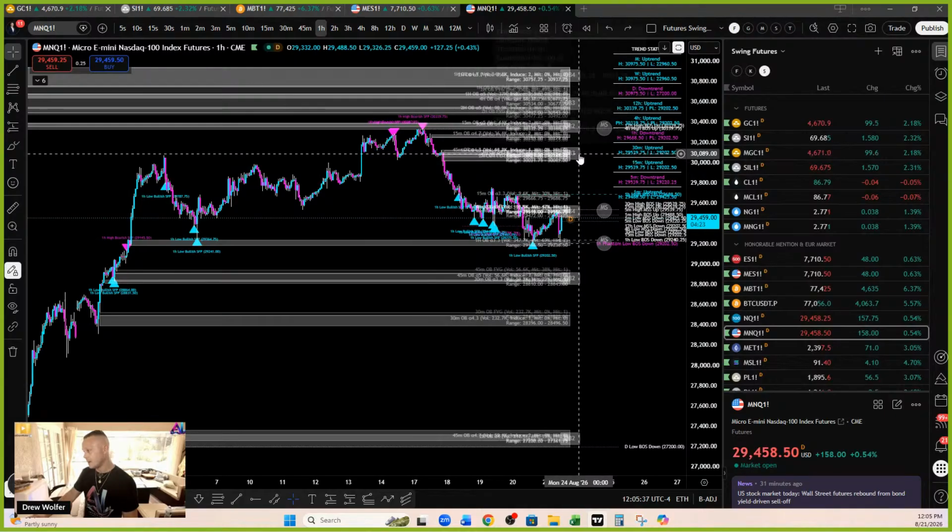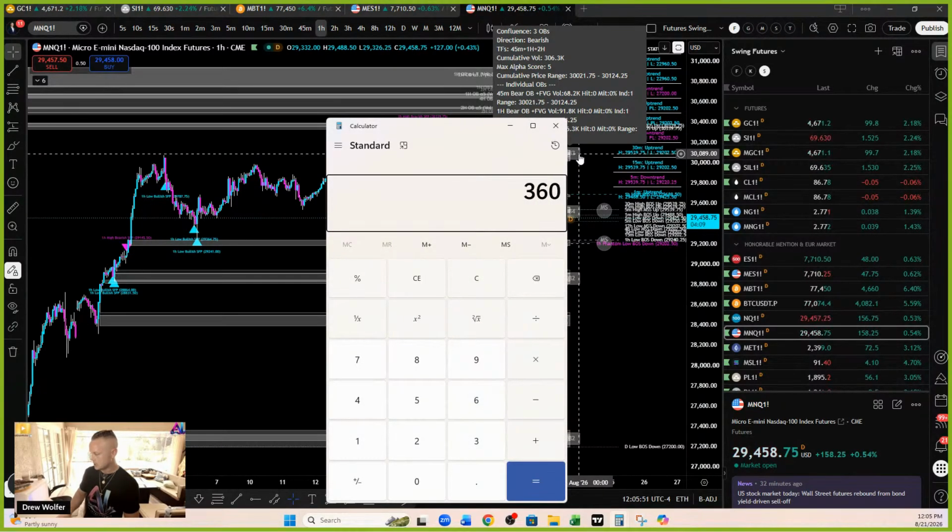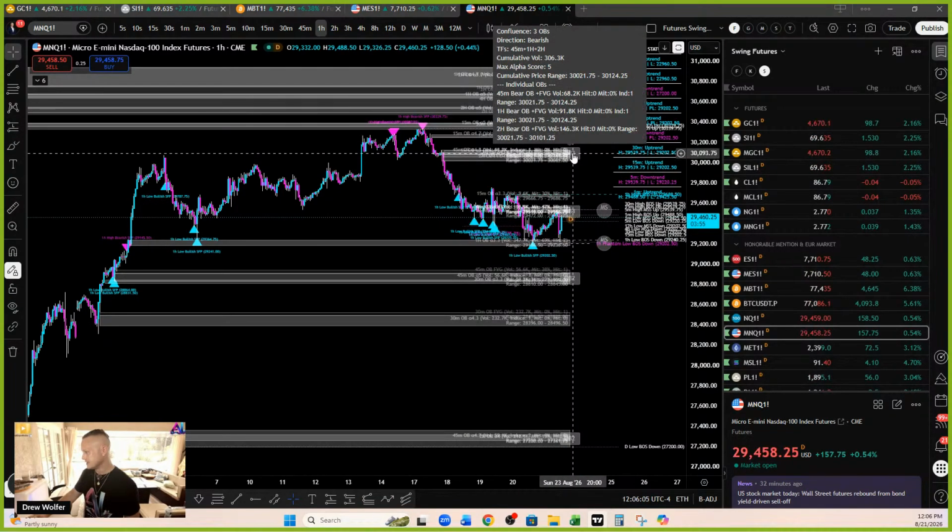Now, the good thing about the order blocks suite is that it tells you the time frame that the sell came in on. So for example, this sell is 306,300 contracts. It probably costs about, is this micro NQ? Probably about $5,000 per contract. It's about $1.5 billion in shorts that came in at this exact level.